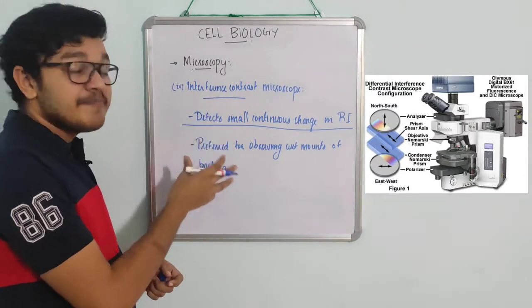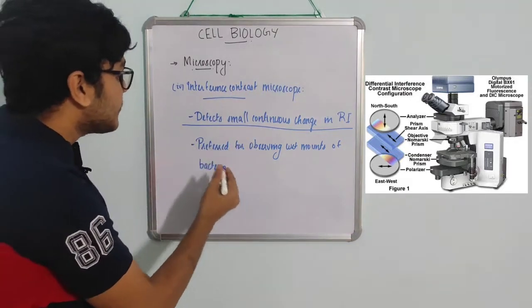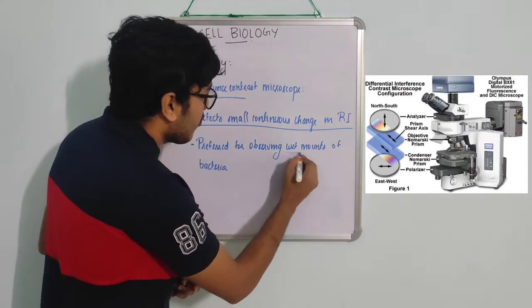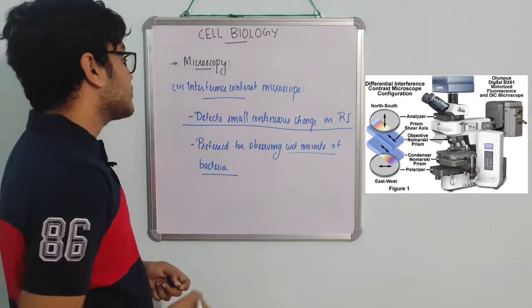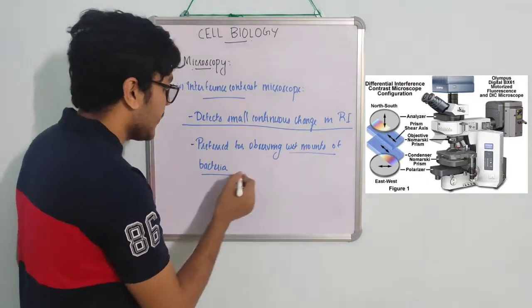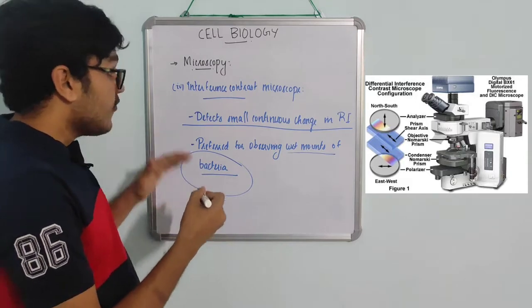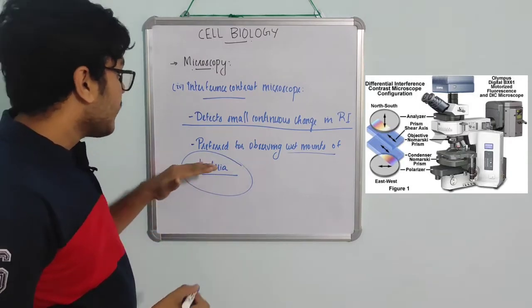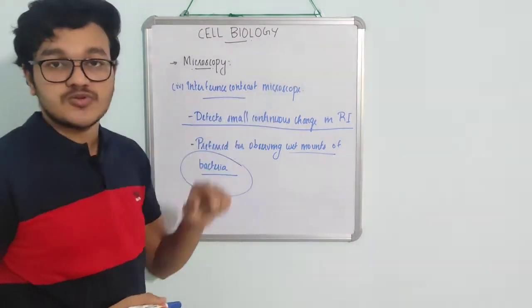The main purpose of the interference contrast microscope is that it is preferred for observing wet mounts of bacteria. That is a major application of the interference contrast microscope. So that is a point we have to note here: wet mounts of bacteria can be observed. It is preferred to observe the wet mounts of bacteria. So that is the main application.